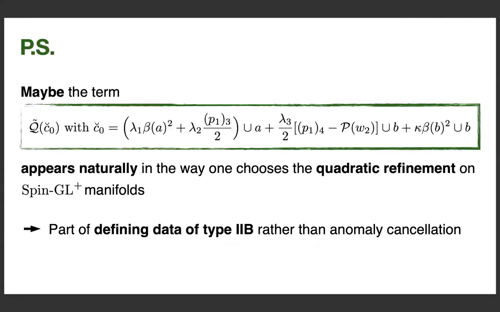So now let me come back, as promised, to the quadratic refinement. Maybe this term, this coupling, or this definition of C brief, this differential cohomology class, is what you need in order to define a canonical quadratic refinement for general spin-GL-plus manifolds. Then, of course, if that is true, you wouldn't really say there was an anomaly in the first place. There was just a piece of information about type 2B and the definition of its anomaly field theory that we were not aware of yet. So that is a disclaimer. And that might very well be true, but we couldn't figure out whether that is indeed the case.